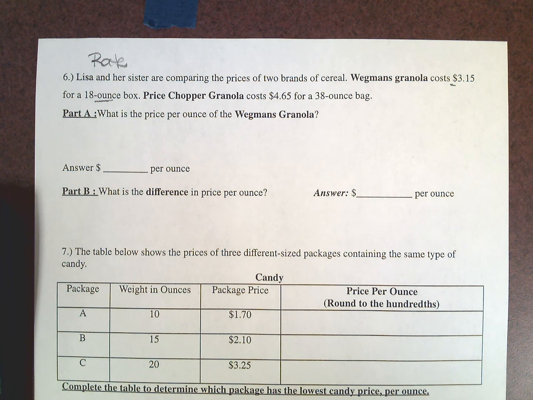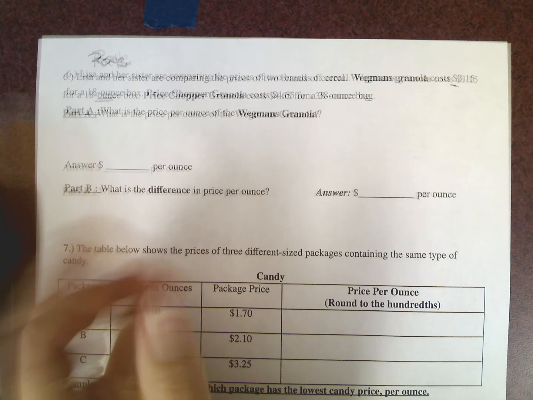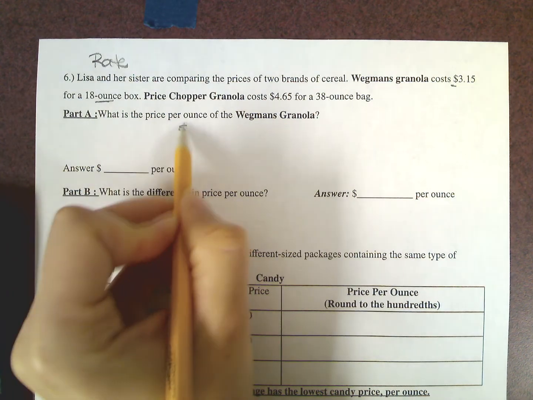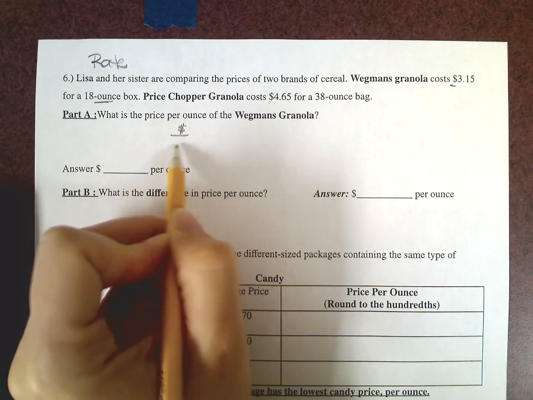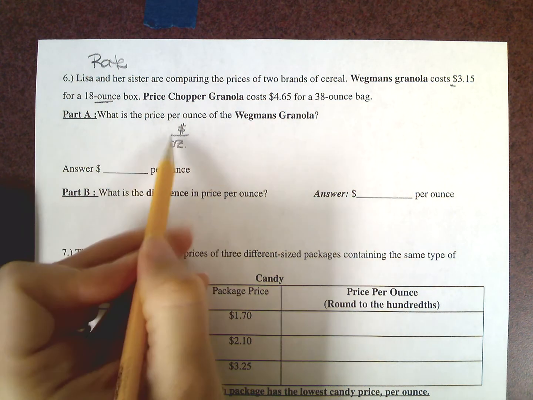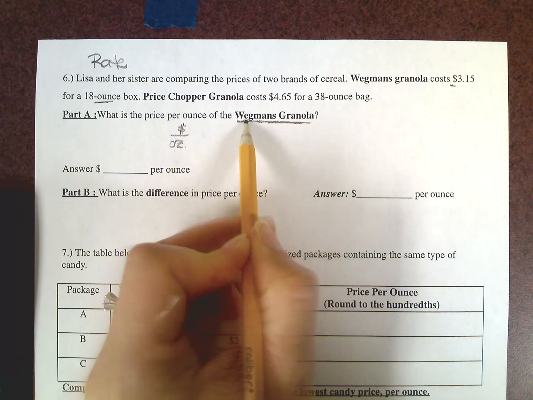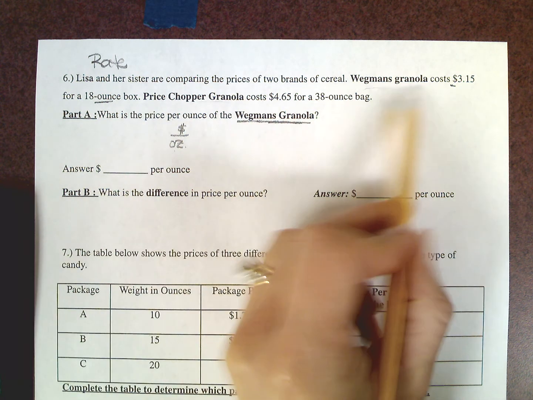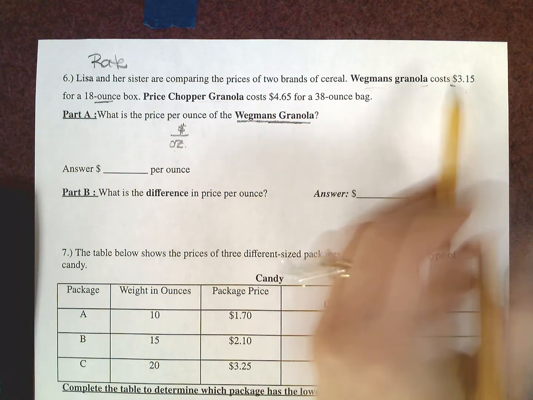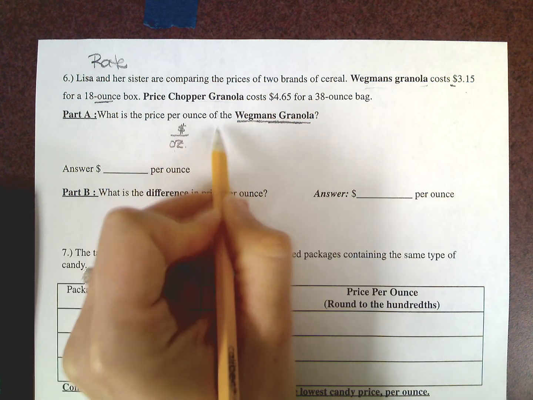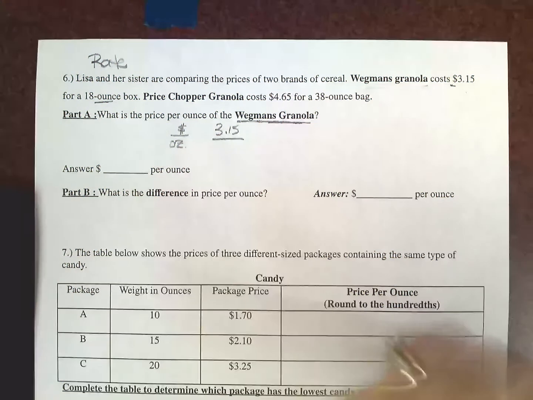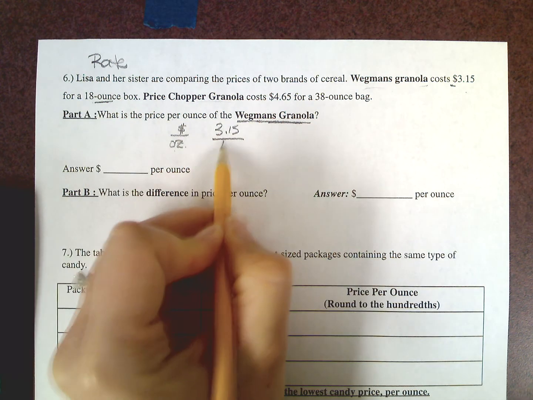Okay, so I'm going to go back and make sure this says the price per ounce. Whenever you see the word per, you're writing it as a fraction. So I want the price per ounce of the granola from Wegmans. I'm going to make sure that I get the right information. Wegmans granola costs $3.15. My money I put on top, so I need to put the $3.15 on top. 18 ounces, that's going to go on the bottom because that's where I put ounces.